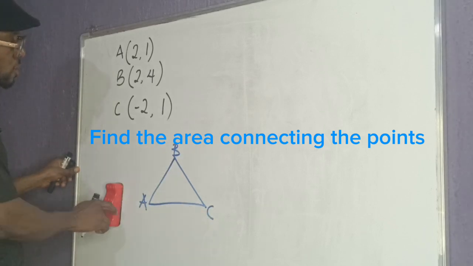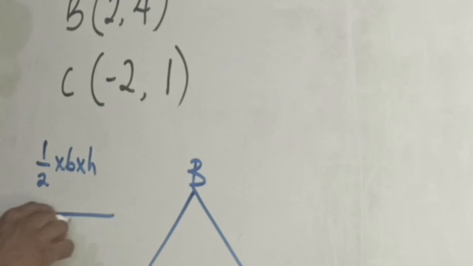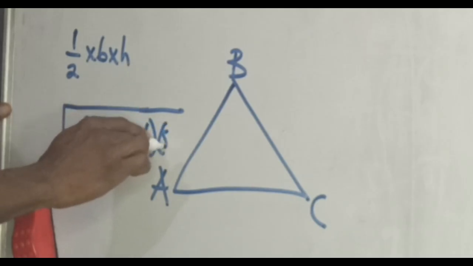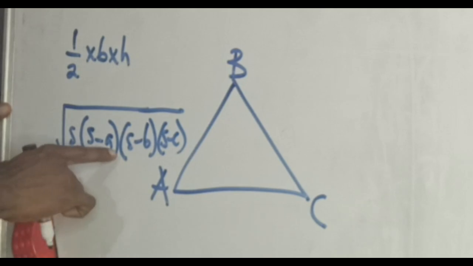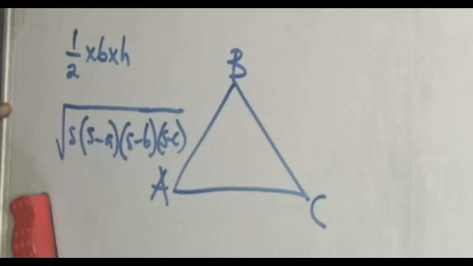To solve this, friends, we are either going to be using half base times height as a formula for the area of the triangle, or we use Heron's formula. Do well to check our videos on Heron's formula simplified. So this is Heron's formula, where A, B, and C are the respective lengths of the sides of the triangle. S is called the semi-perimeter of the triangle.